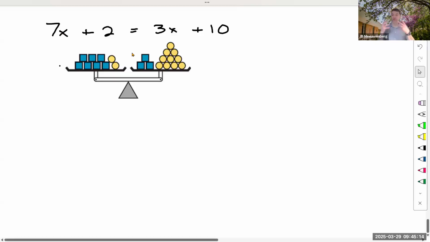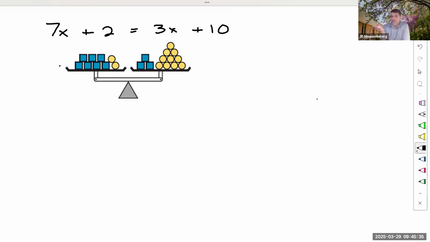We have 7 of those boxes. When we write 7x, it means you've got 7 of the unknown numbers. And those things are going to be added to 2. So those 2 balls is equal to 3 of the unknown boxes plus 10. And so that's the equation that we started with.